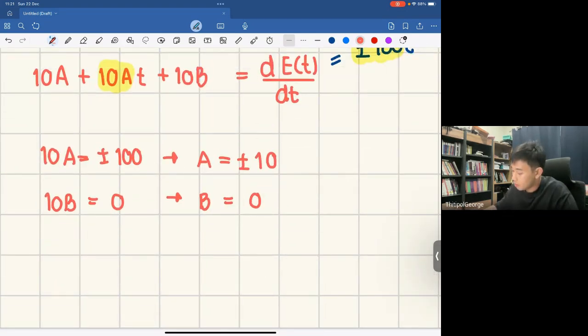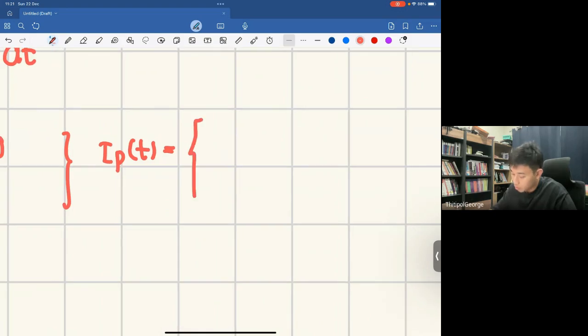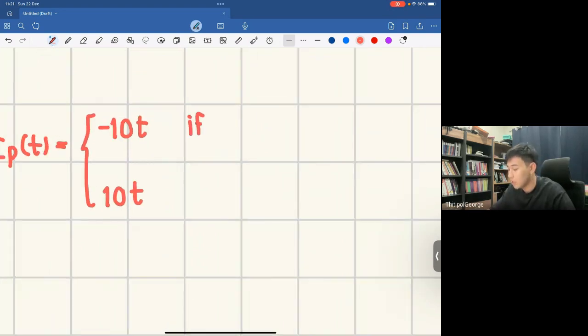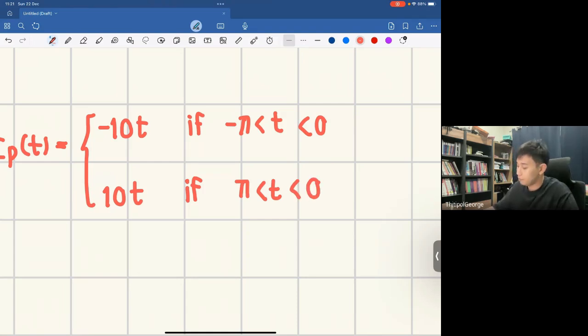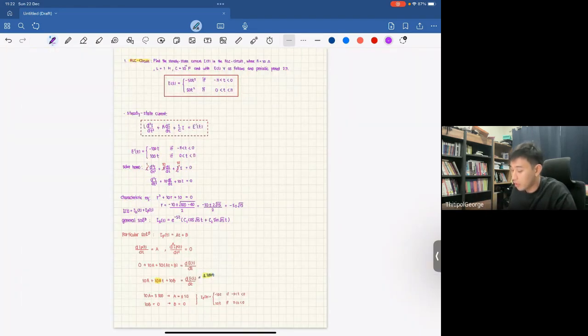So from these two, we get that ip, our particular solution, should be negative 10t and 10t. It's going to be negative 10t if t is between negative pi and 0, but we'll get 10t if t is between 0 and pi. And that's how we can find the particular solutions. And then we can combine the two of them together to get the general solution.